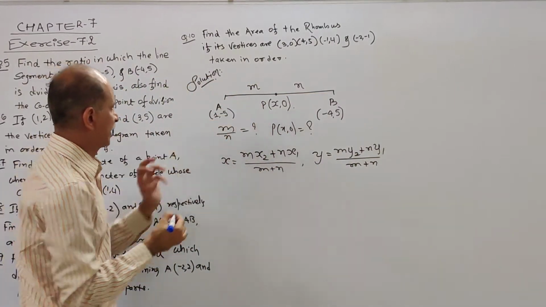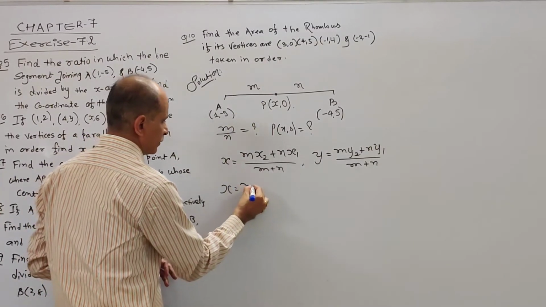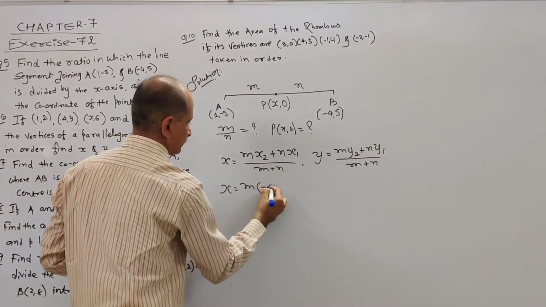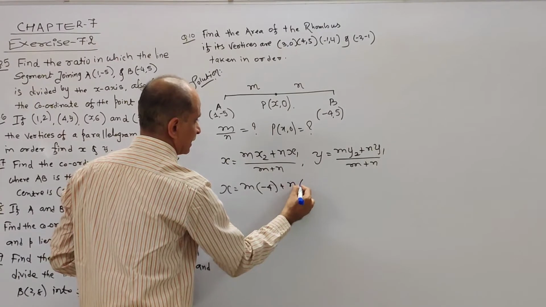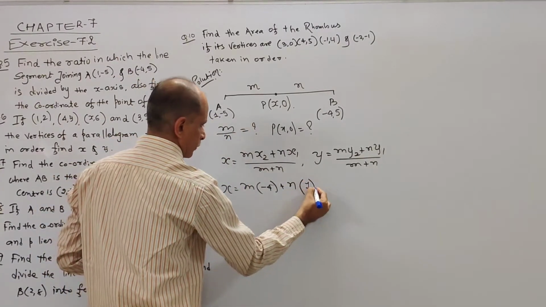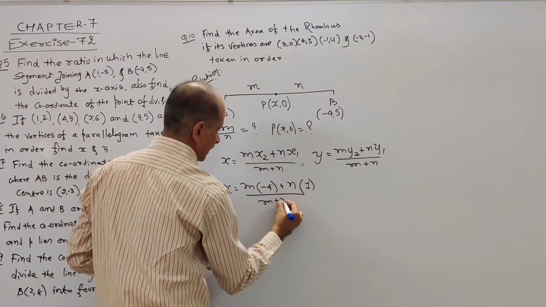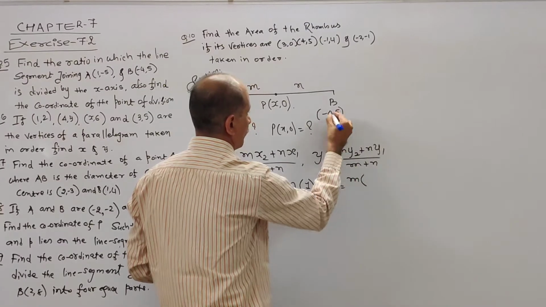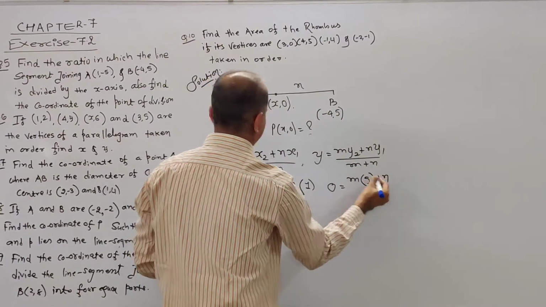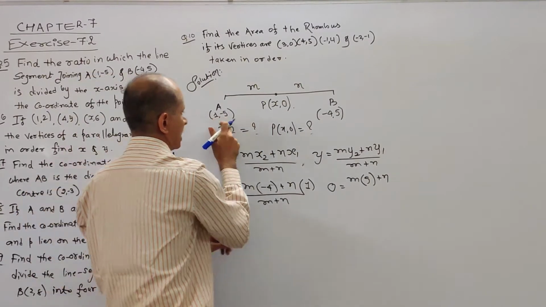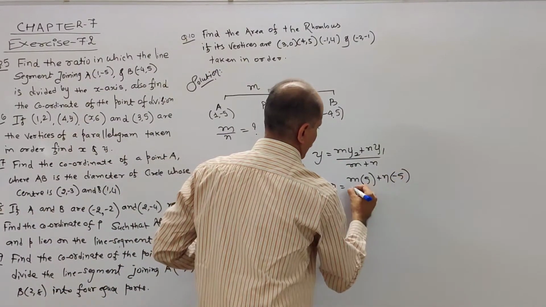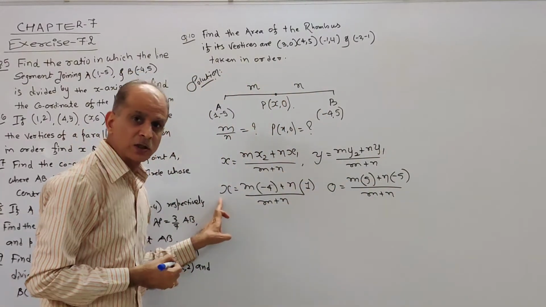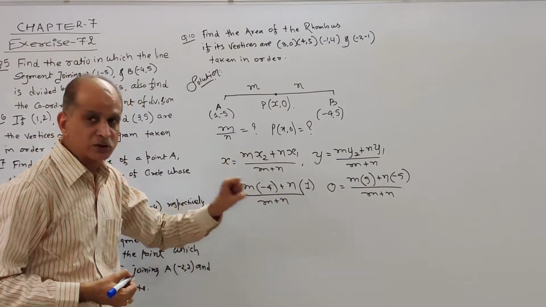Here x is the unknown. m is not given to you. x2 means -4, plus n, x1 means 1, upon m plus n. Here y means 0 is equal to m times y2, 5, plus n times y1, which is -5, upon m plus n. Now here you know x is unknown, and m and n are also unknown.